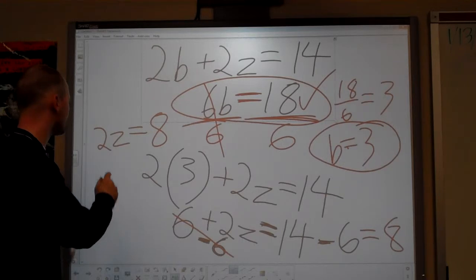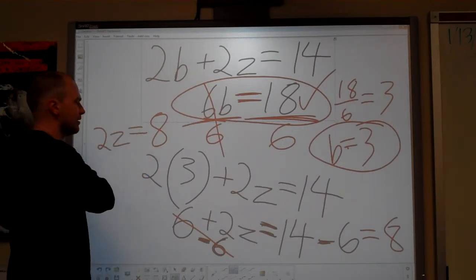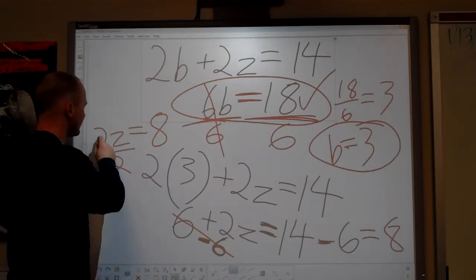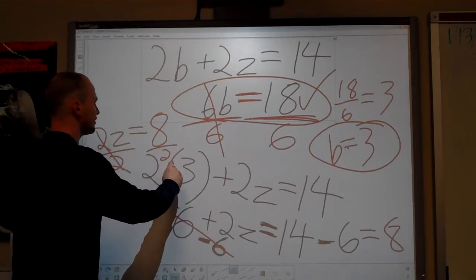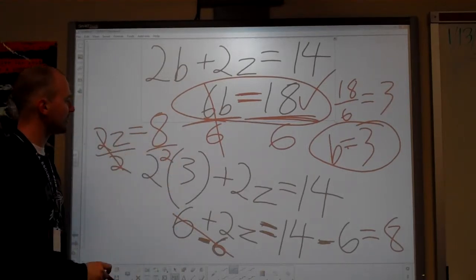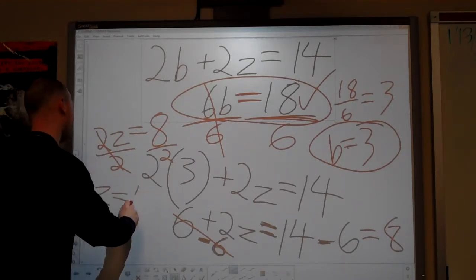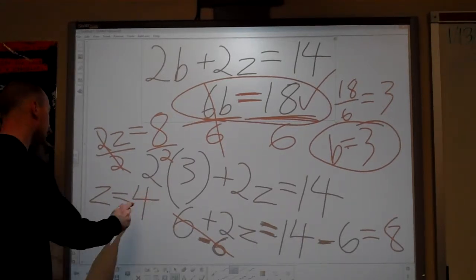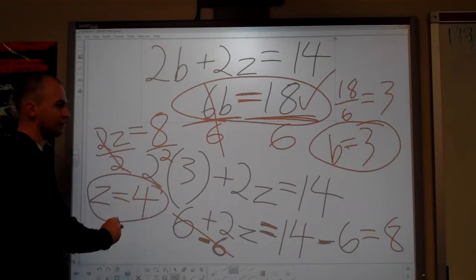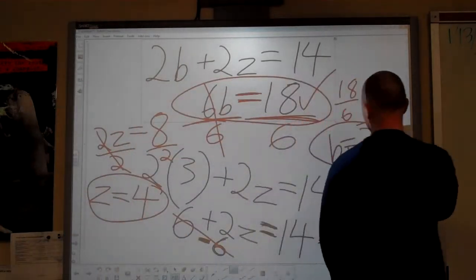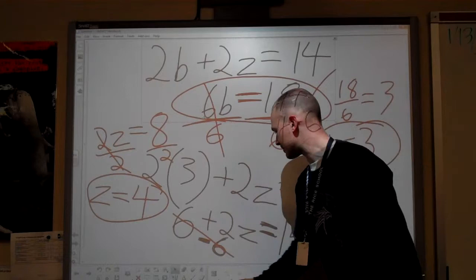2Z equals 8. So 2 times what equals 8? Well, I divide this side by 2. Divide this side by 2. I get Z equals 8 divided by 2. 8 divided by 2 is 4. So Z equals 4. B equals 3. Now let's make sure this works.